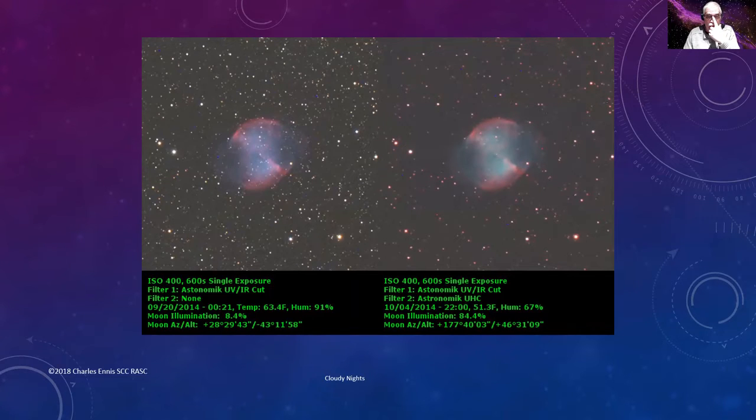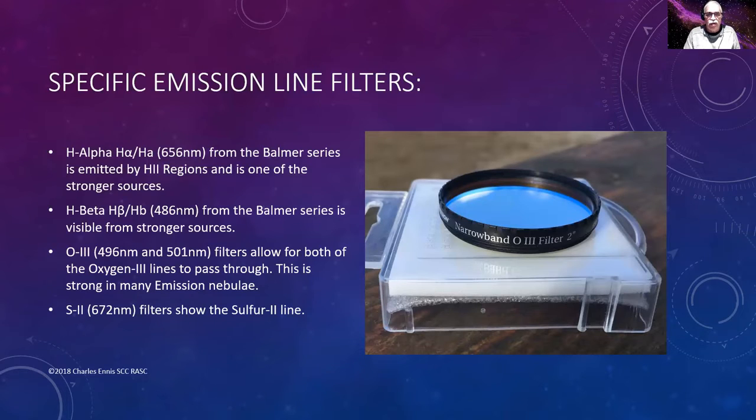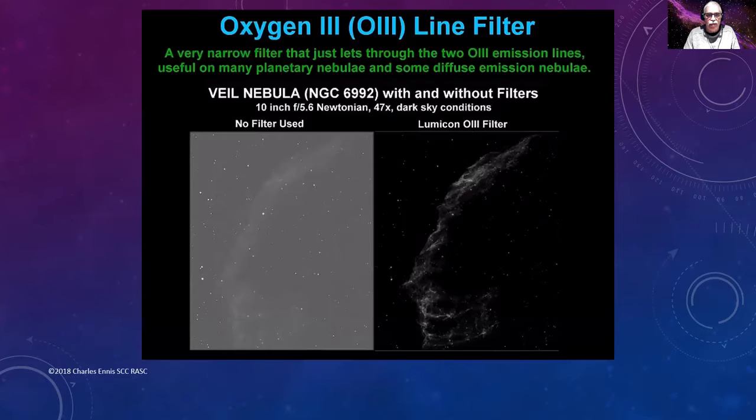This is, of course, astrophotography, but it'll do the same thing if you're just viewing at the eyepiece. It makes the background appear darker so the object stands out. Then there are specific emission line filters: hydrogen alpha, hydrogen beta, oxygen 3, sulfur 2, and you can get all 4 of these and use them to enhance your viewing.